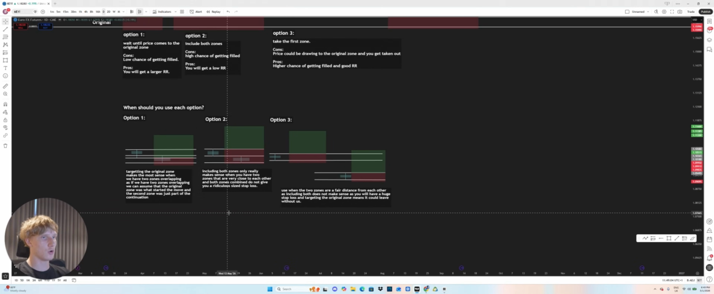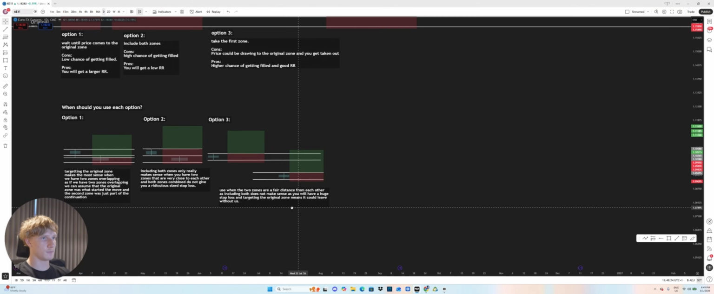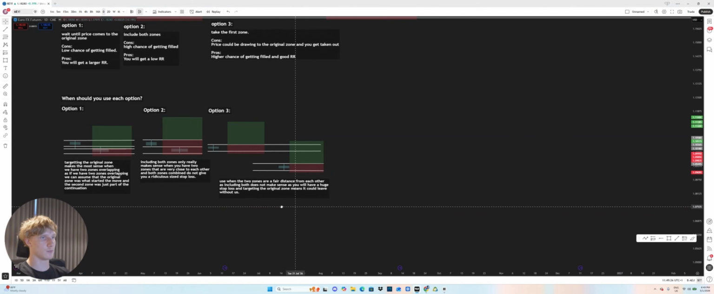Option number two only ever makes sense if you have two zones which are pretty much right on top of each other, and the size of the two zones does not make your stop loss ridiculously big, as we spoke about. Because if it makes it ridiculously big, you might as well rely on either option one or option three.